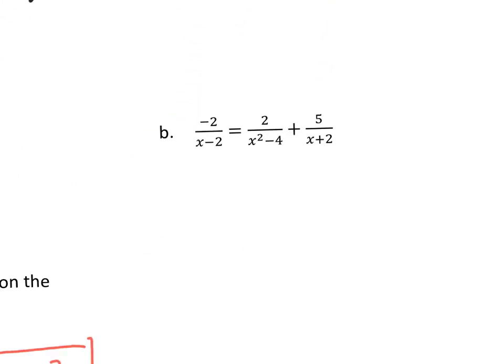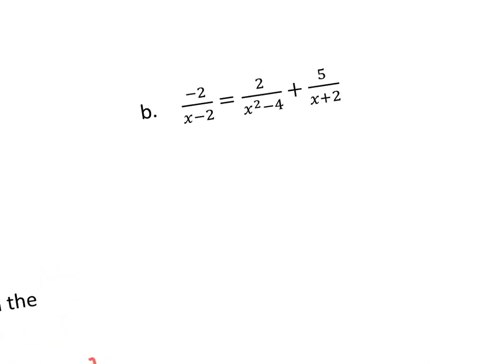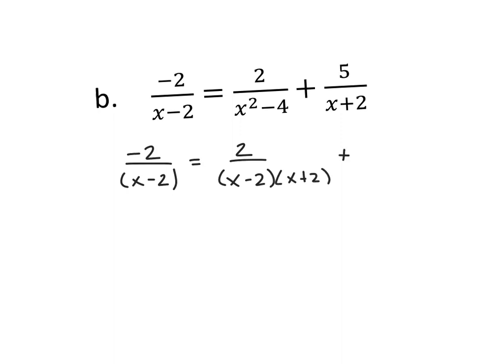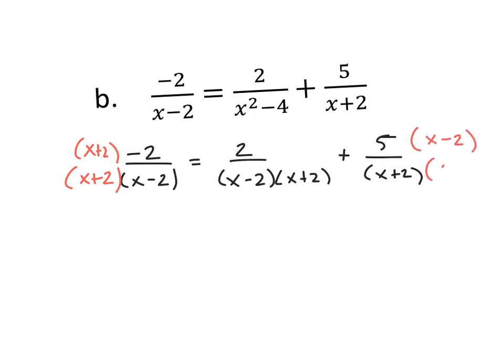And the last one is you have an equation. So what I'm going to do, and I have some fractions, so I'm going to get a common denominator. So it's going to be negative 2x minus 2 equals 2 over x minus 2, x plus 2, plus 5 times x plus 2. So looking at this with the common denominator, I'm going to have to put an x plus 2 on the left side right here, and the right-hand expression needs an x minus 2.